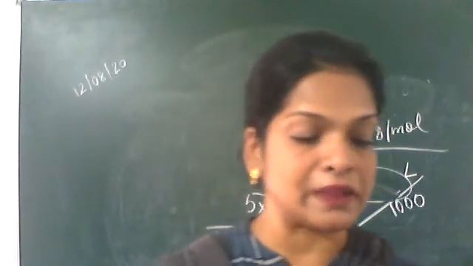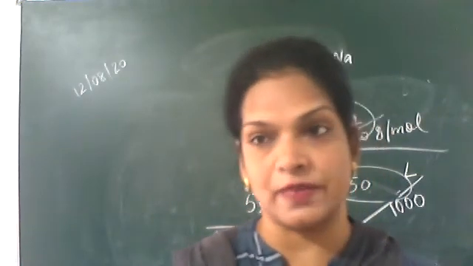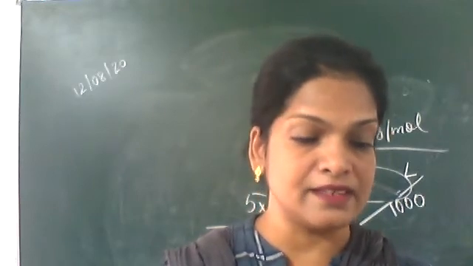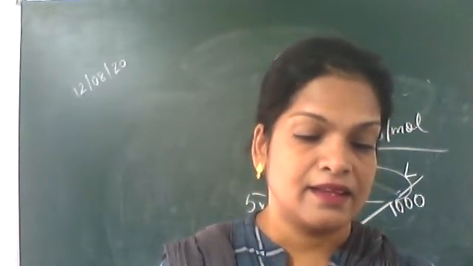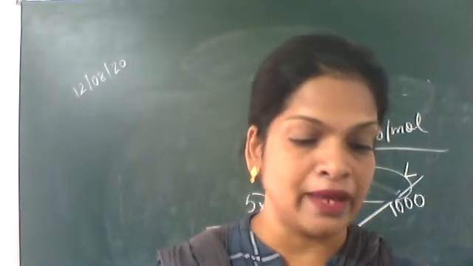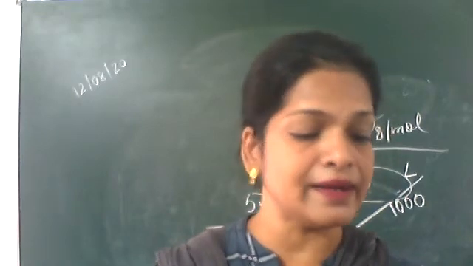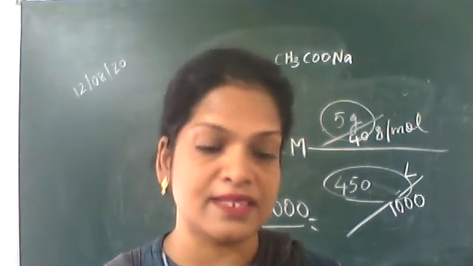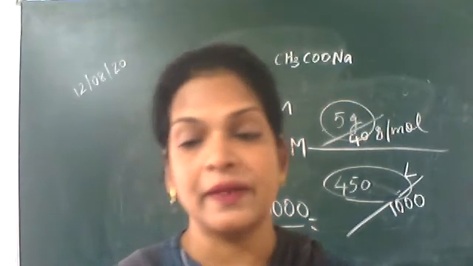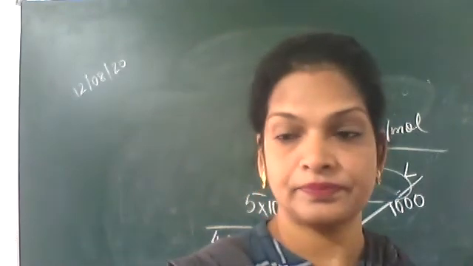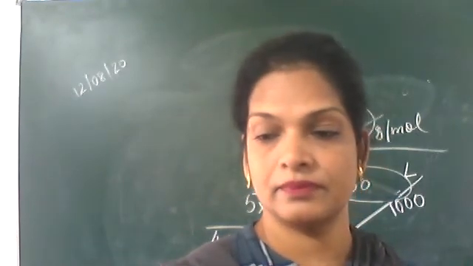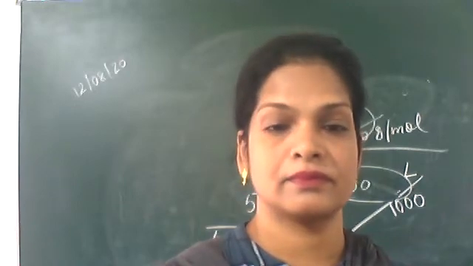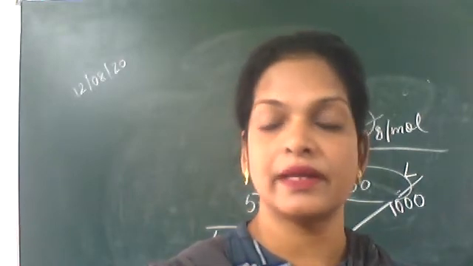Once again I am reading the question. Calculate the mass of sodium acetate required to make 500 ml of 0.375 M aqueous solution.